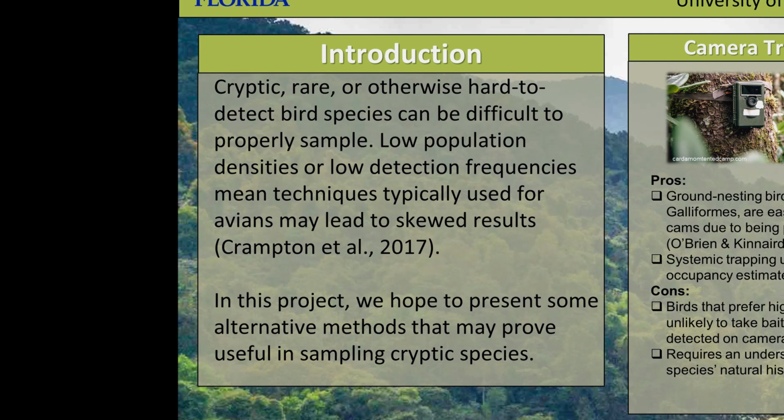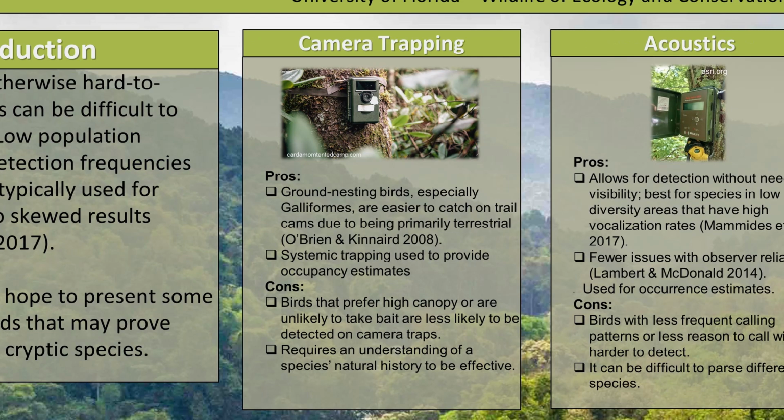And this can lead to all sorts of skewed results in your end result just because you're not detecting the true amount of birds that are in the area. You could get a result that says that they're not there at all or that they're there in the incorrect numbers. So in this project, we hope to present some different methods that may be useful for a variety of different cryptic species. So our first sampling technique is camera trapping.